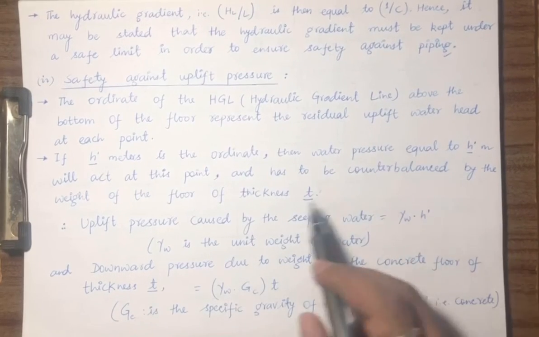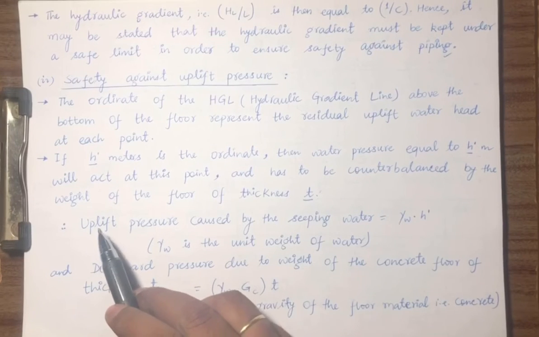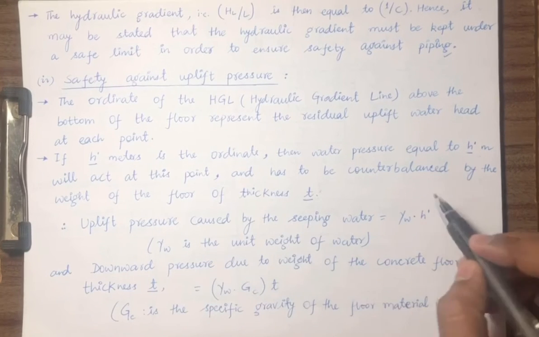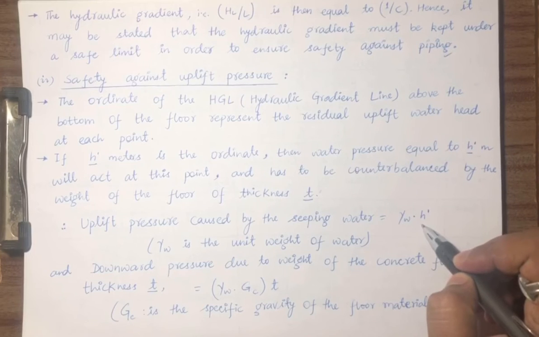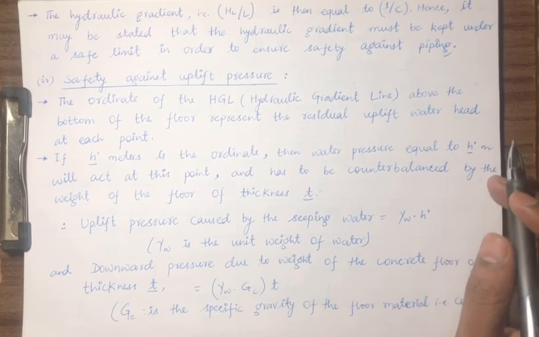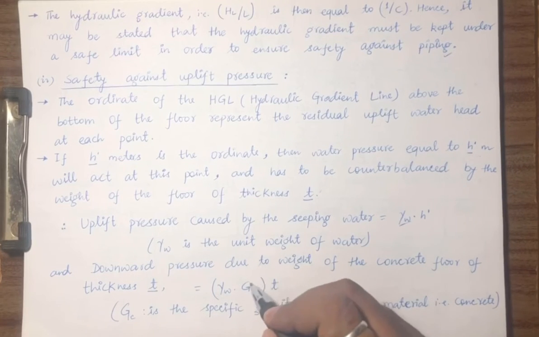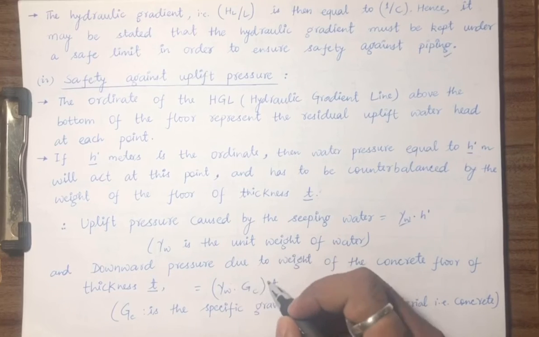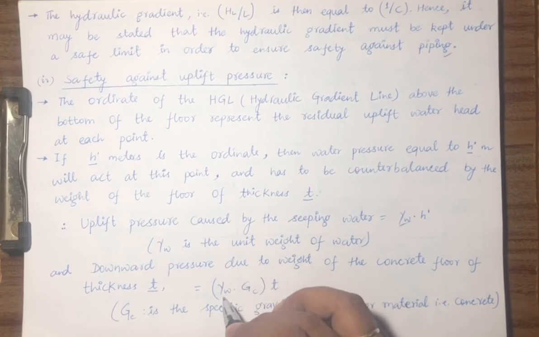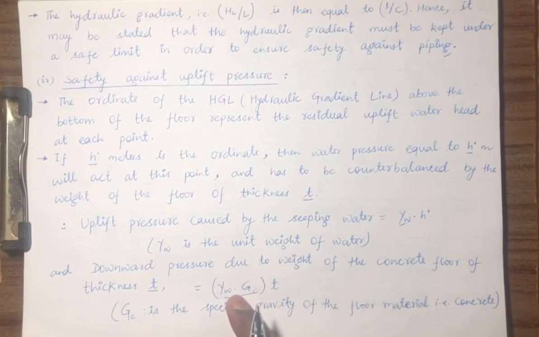So let us see how we are going to determine it. The uplift caused by the seeping water will be gamma W into H dash. This is simply pressure, rho into g into h. Gamma W is the unit weight of water. The downward pressure due to the weight of the concrete floor will be gamma into G, the specific weight of the concrete, multiplied by the thickness T.